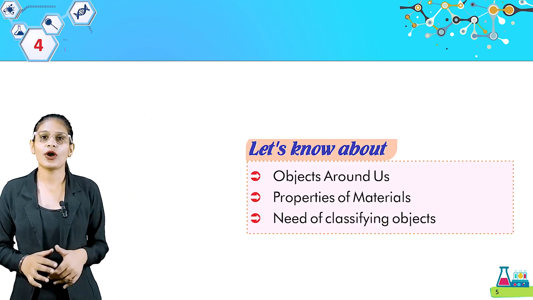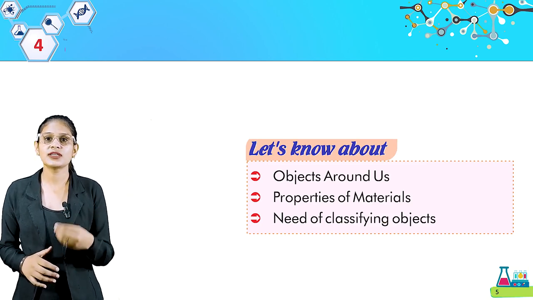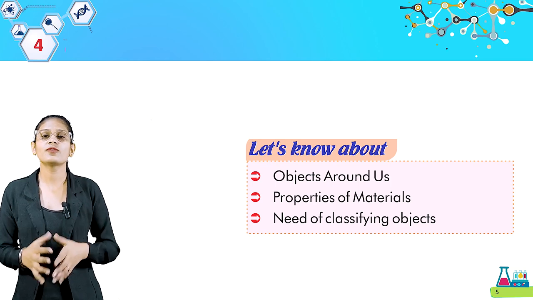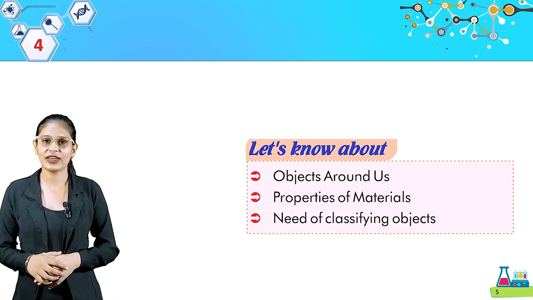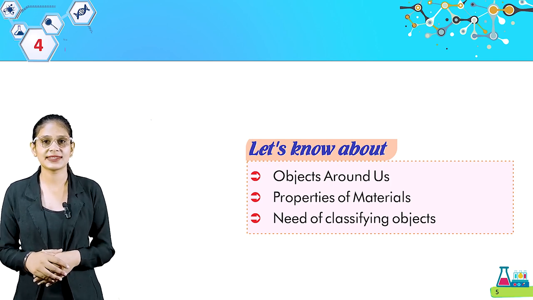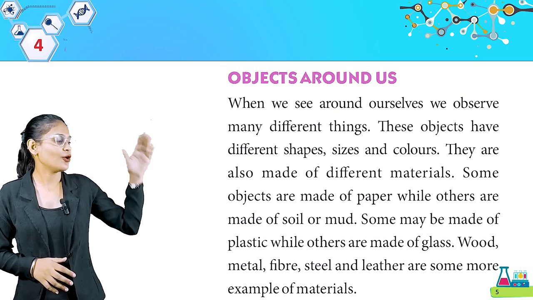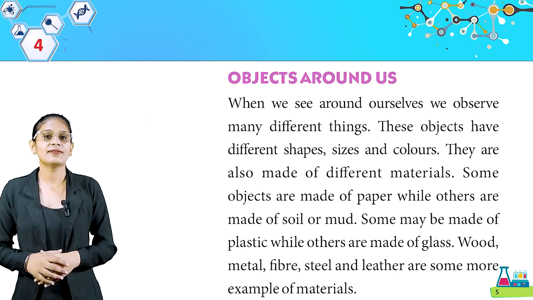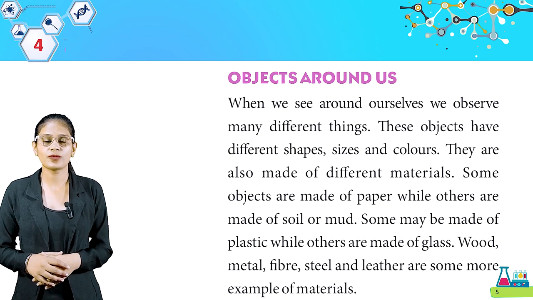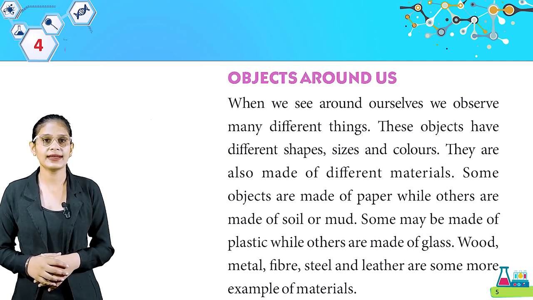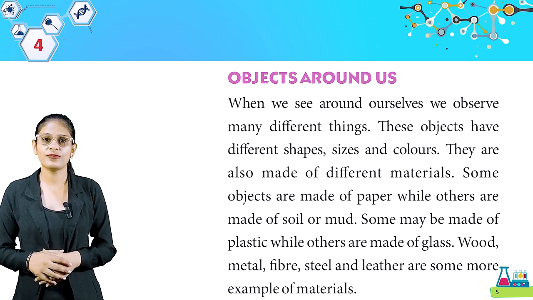Let's know about objects around us, properties of materials, and the need for classifying objects. Okay, students, so these are the topics we will discuss in our chapter. Here, objects around us. When we see around ourselves, we observe many different things. These objects have different shapes, sizes, and colors. They are also made of different materials.